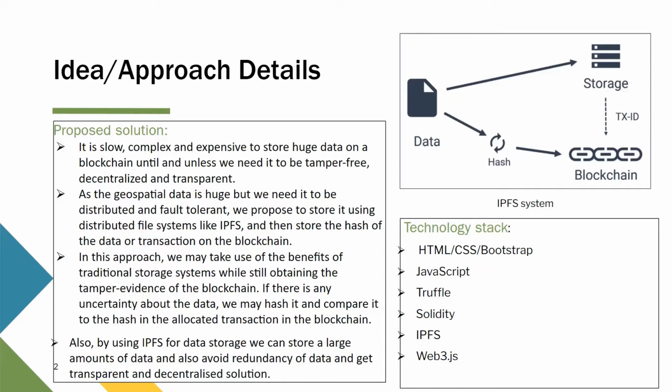So in this approach, we make use of the benefits of traditional storage systems while still obtaining tamper evidence of the blockchain. If there is any uncertainty about the data, we may hash it and compare it to the hash in the allocated transaction in the blockchain. Also, by using IPFS for data storage, we can store a large amount of data, avoid redundancy of data, and get a transparent and decentralized solution. The technologies that we have used are HTML, CSS, Bootstrap, JavaScript, Truffle, Solidity, IPFS, and Web3.js.